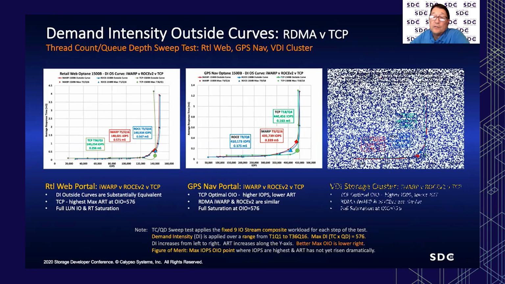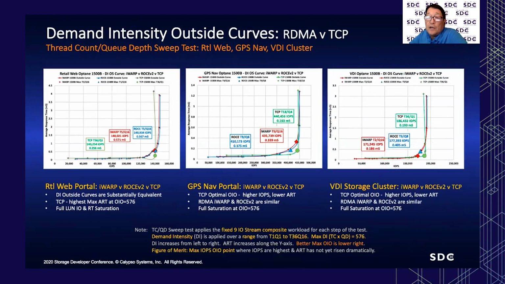And in the last case, we can see for the VDI cluster, they all have a similar DI curve. Again, the green TCP IP having the best lower right-hand corner case. However, the IOPS are less than 200,000. So from a broad view, you can see that for the middle case, we get 450,000 for a GPS nav workload. On the right-hand side, you get 180,000-ish IOPS for the VDI storage cluster. And then for the retail web on the left, you only get 140,000 IOPS. In all cases, the demand intensity outside curves are similar.